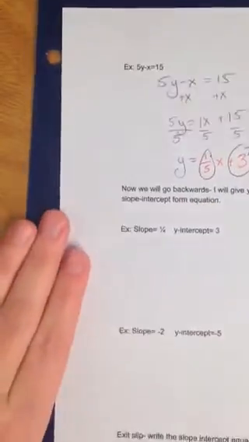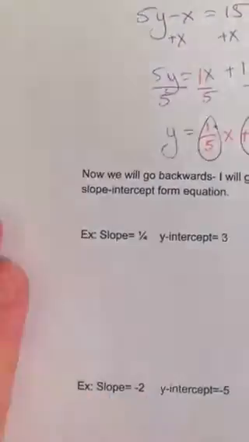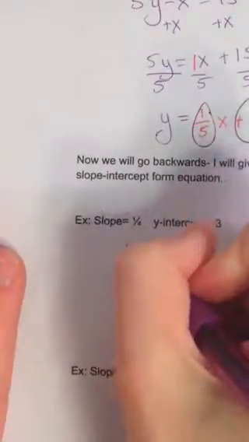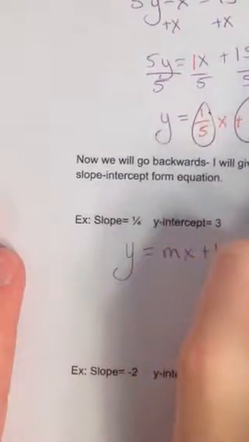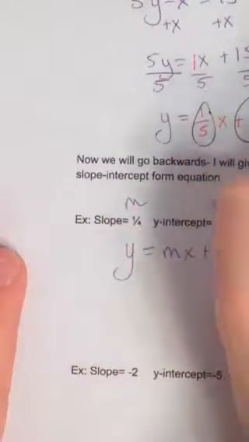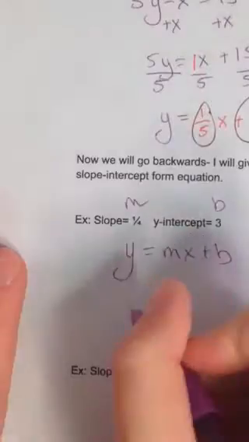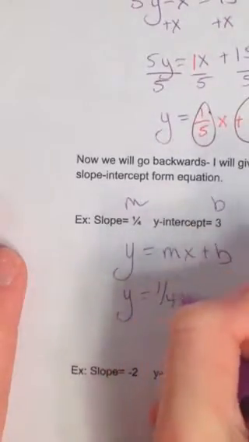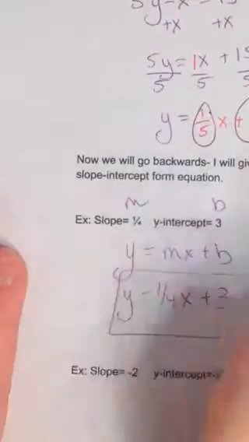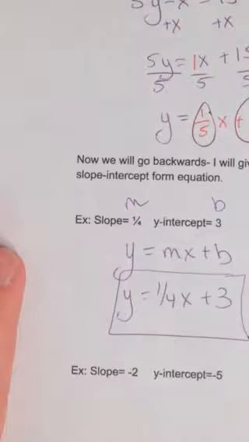So if I look at this one right here, if slope is 1/4 and y-intercept is 3, I have y equals mx plus b. And remember, slope is m and y-intercept is b. So I get y equals 1/4 x plus 3. Wham bam, and you're done.